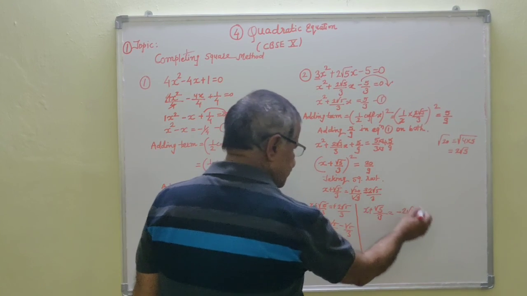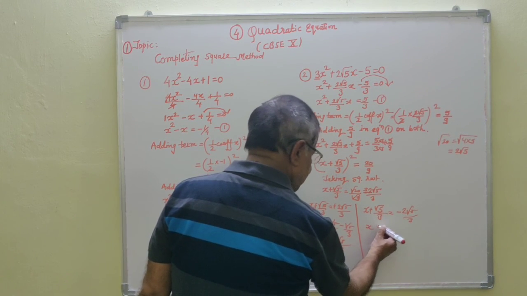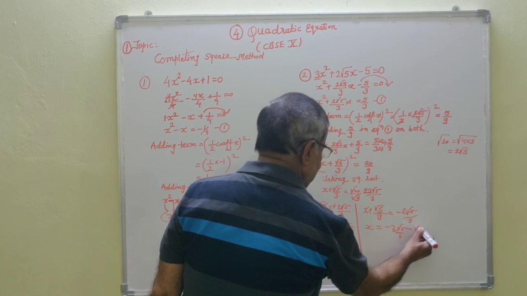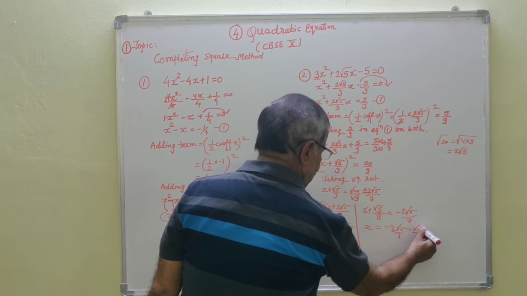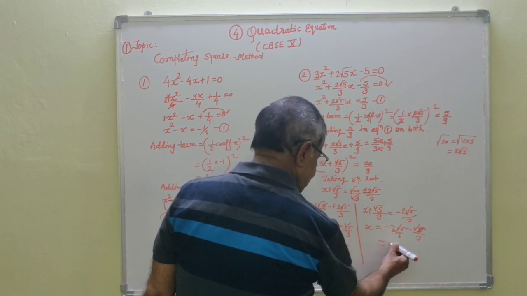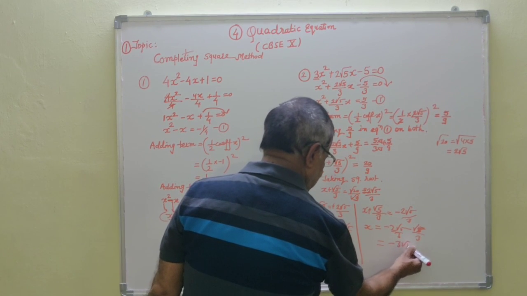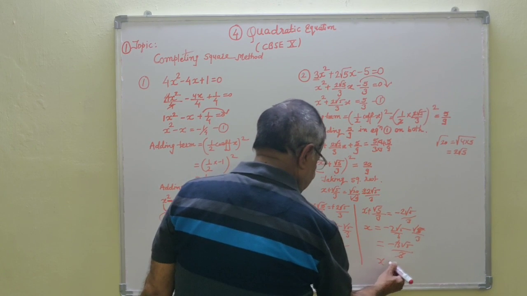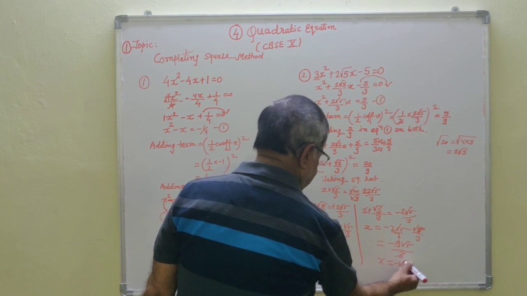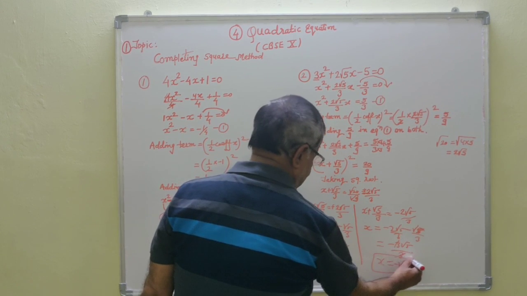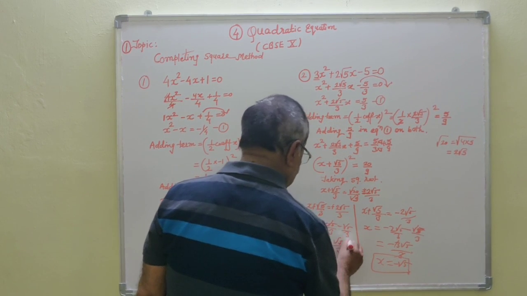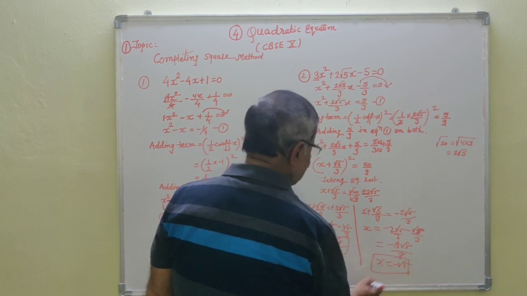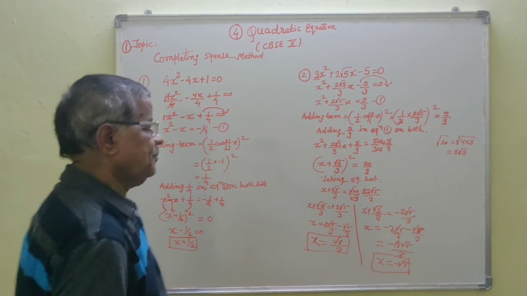Now again I will transfer this here. So what I will get: x is equal to minus 2 root 5 upon 3 minus root 5 upon 3. Okay, now what will come here? Minus 3 root 5 upon 3 will come. So this 3 will get cancelled. So what I will get: x is equal to minus root 5. These are the required answers for the equation. Okay, here are the two values of x: root 5 upon 3 and x is equal to minus root 5. These are the required answers for the given problem.